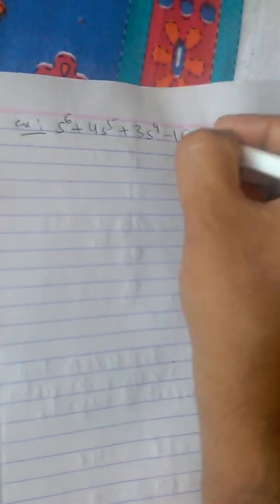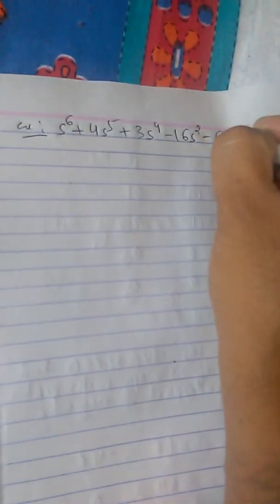Next, we will solve one more problem on Routh array. s raised to 6 plus 4 s raised to 5 plus 3 s raised to 4 minus 16 s square minus 64 s minus 48 equal to 0. Find the number of roots of this equation.